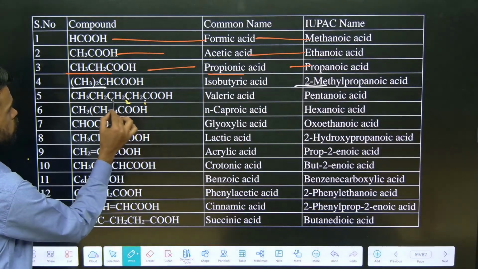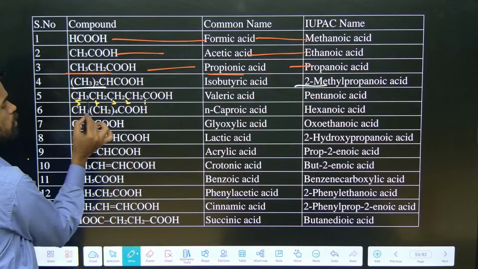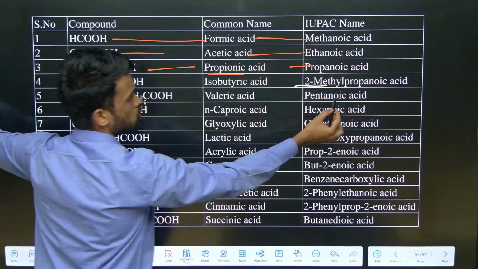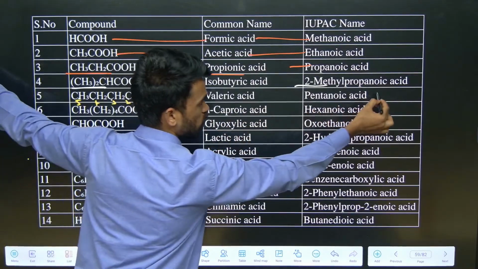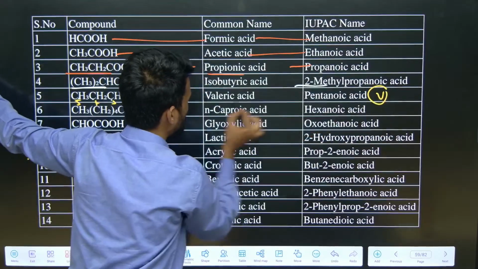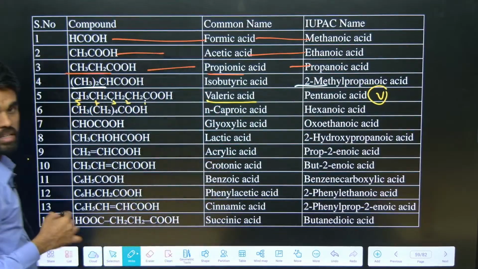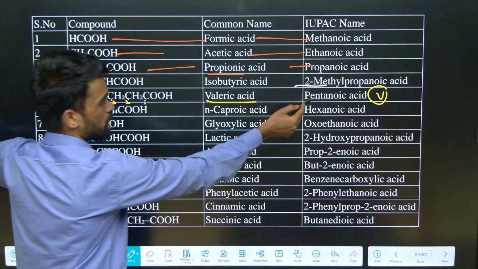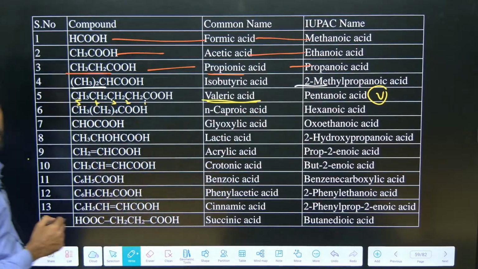1, 2, 3, 4, 5. So 5 carbons means pentanoic acid. So pentane, 5 carbons. V means 5, so you can remember valeric acid in a tricky way. Pentanoic acid is also called valeric acid as a common name.